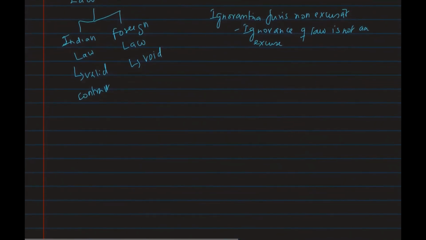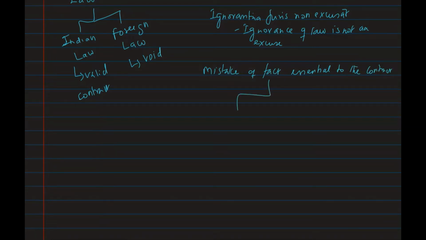Then coming to mistake of fact. Mistake of fact essential to the contract. Not just some mistake, but something very important to the contract. It can be a bilateral mistake, that is, both parties are under a mistake, or a unilateral mistake, where one party is under a mistake. When both parties are under a mistake, the contract is void. When one party is under a mistake, the unilateral mistake, the contract is valid.